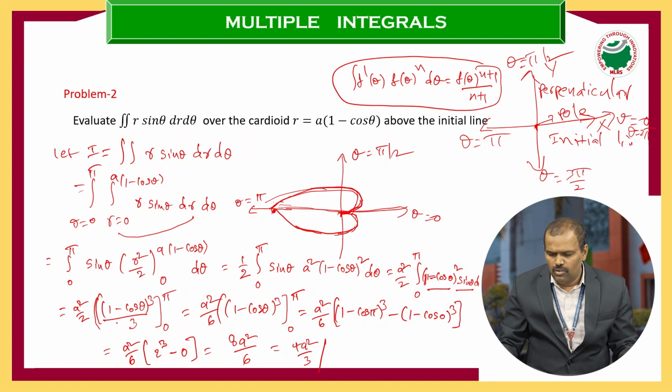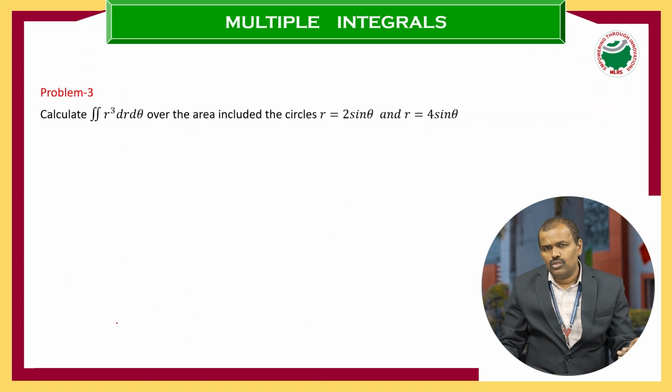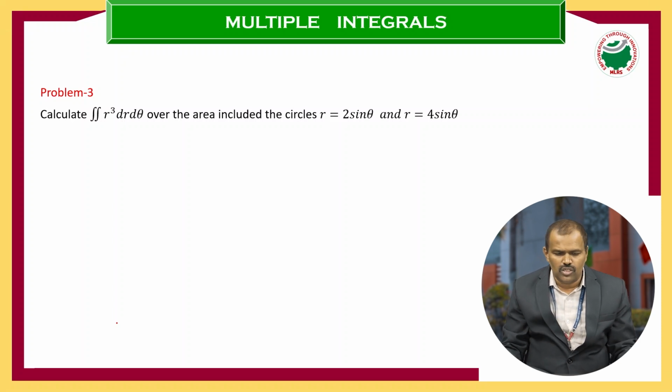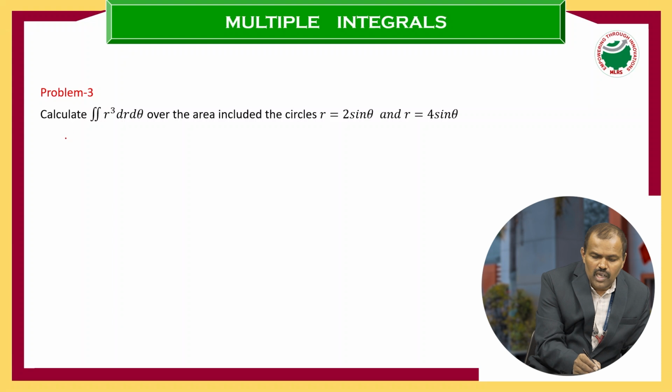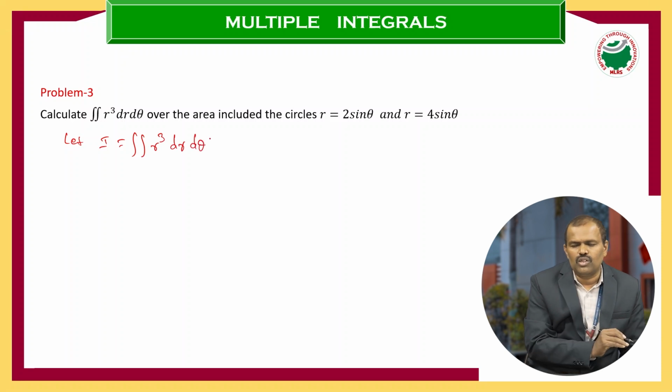So finally I will explain one more problem. That's the last problem for this session. One more problem which has one region but the limits are not given, same as the previous one. So coming to the question, let I is equal to the double integral of r cube dr d theta. This is the given question.